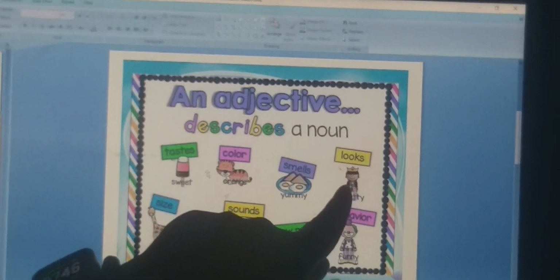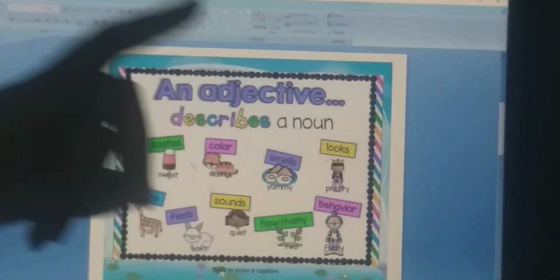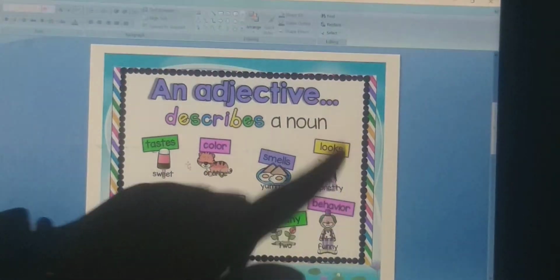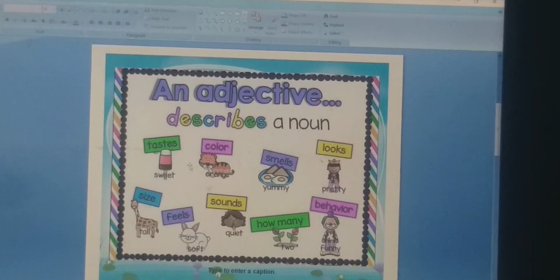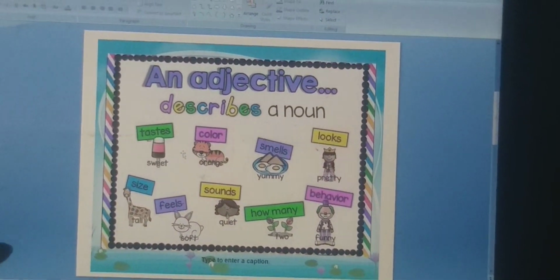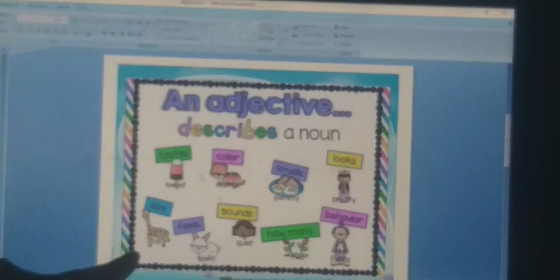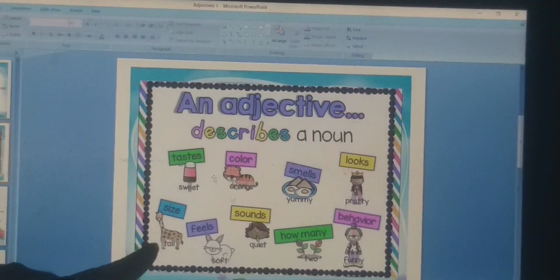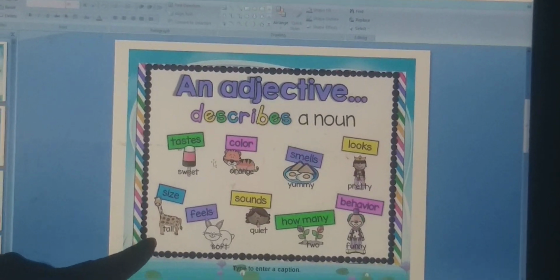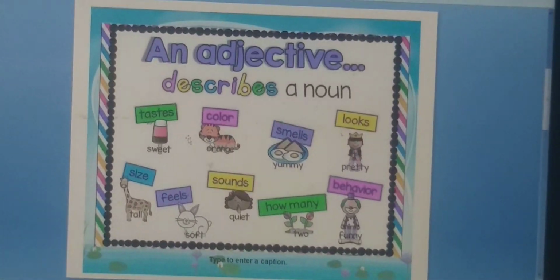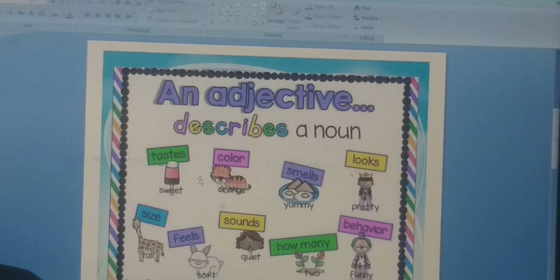An adjective is something which tells us something about the looks of a person, like, she is pretty, she is beautiful, or he is handsome. An adjective is something which tells us about the size of a thing, like, giraffe is big in size. Next, an adjective is something which tells us about how a thing feels, like, when we touch a rabbit, we feel soft.